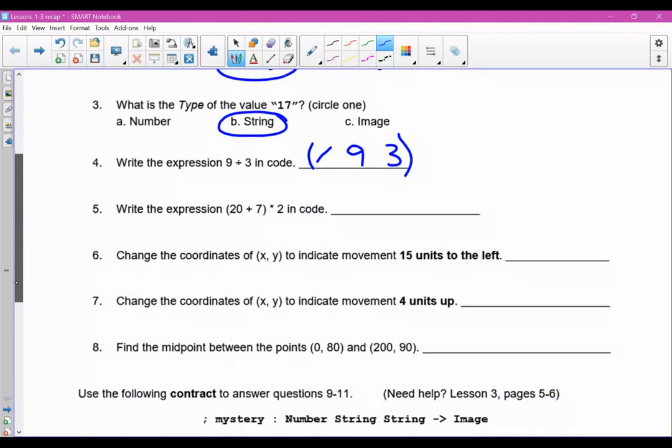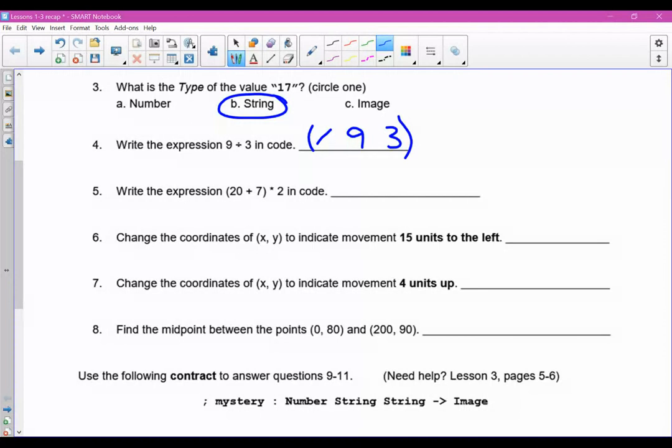Okay. Number 5, write the expression 20 plus 7 times 2 in code. So when we write code, we have the parenthesis. My overall operation is multiplication. So I start with multiplication. But this right here is what I'm starting with, which means I need to start my own set of code for that addition. So we have plus 20 and 7, close that parenthesis, and I want to multiply that result by 2. Close the parenthesis.